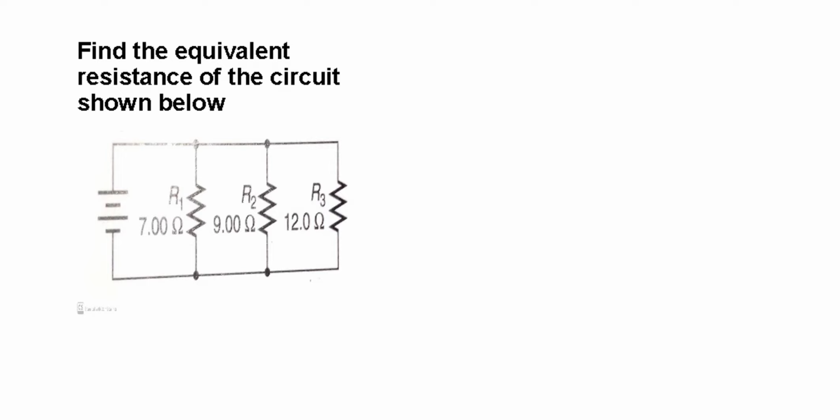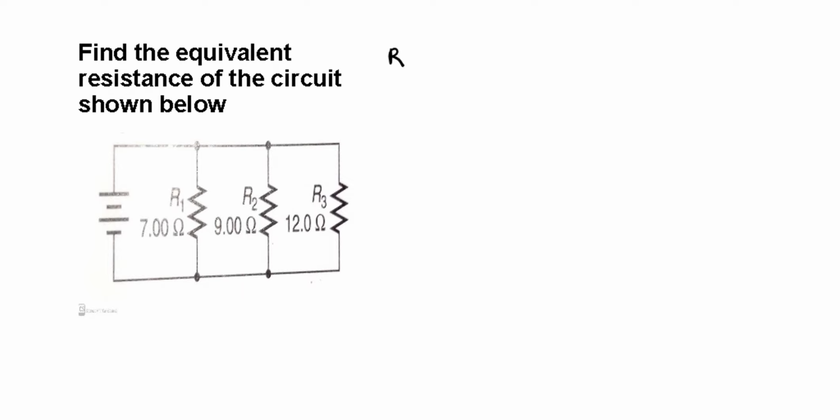All right, let's look at an example. Find the equivalent resistance of the circuit shown below. What are we supposed to do? Here, the first thing is we are going to write out the parameters. The first one is R1, which is 7 ohms. Then R2 is equal to 9 ohms. Then R3 is equal to 12 ohms.